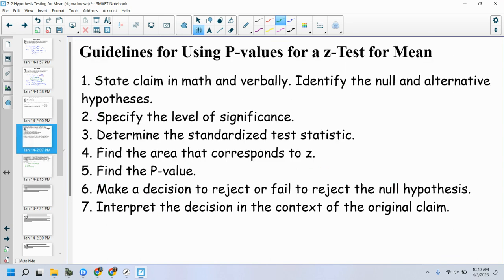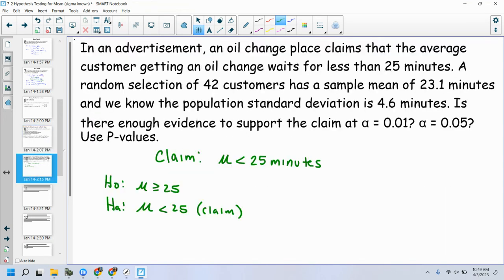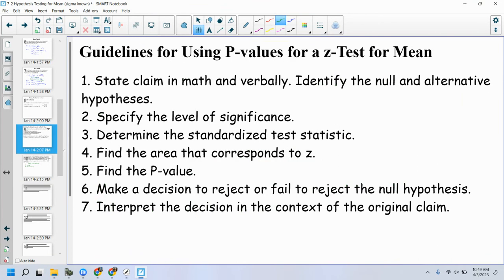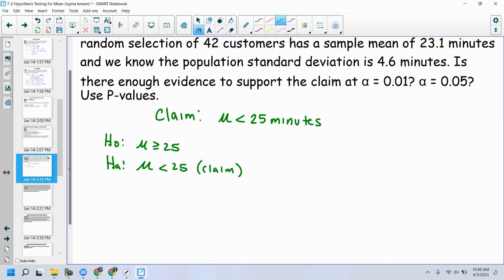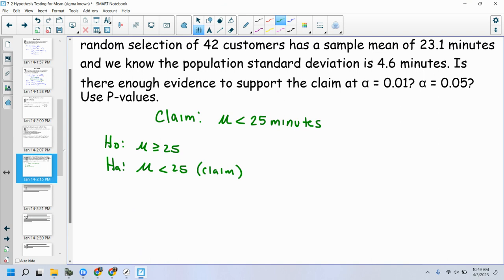Okay, so we have stated the claim mathematically. We didn't do it verbally, but we kind of talked through it. Identify the null and alternative hypotheses. Good. Next step is to specify the level of significance. We'll do the first one here, the 0.01 level. Alpha 0.01.